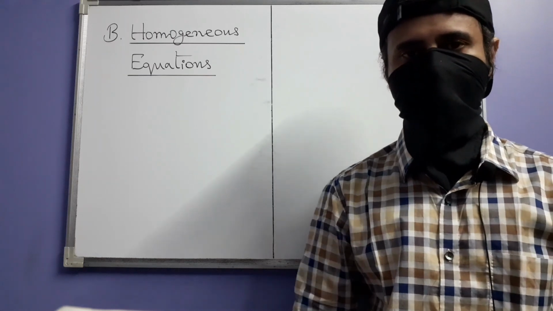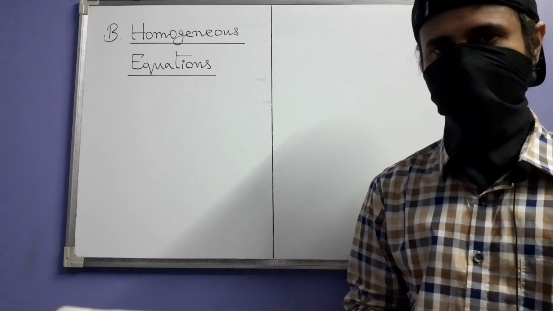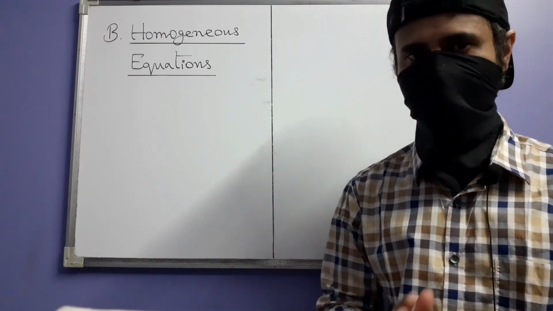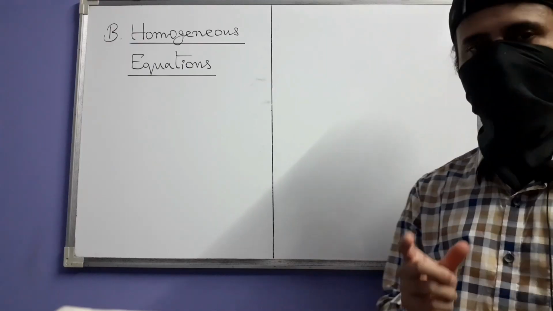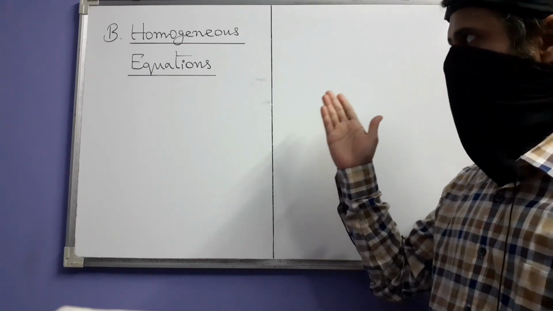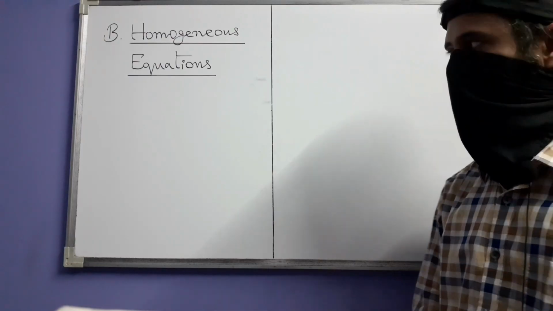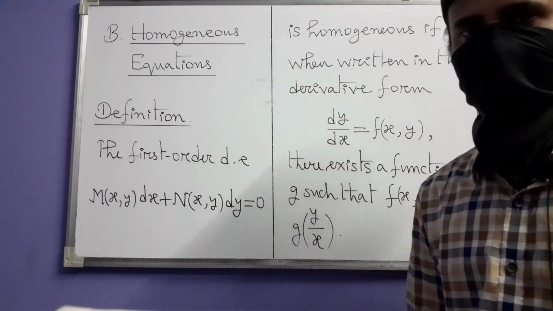We have so far been discussing separable equations, but now we are going to see a class of equations which are not themselves separable, but they can be turned into separable equations if we apply a particular transformation. And this is the class of homogeneous equations. And this is the definition of homogeneous equations.